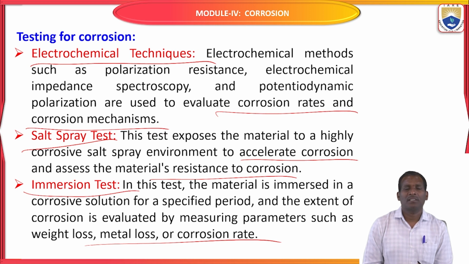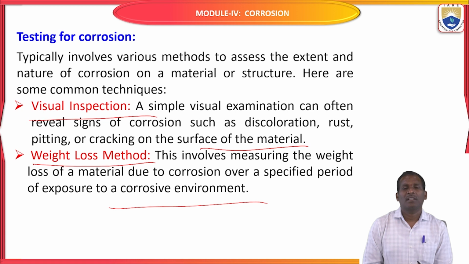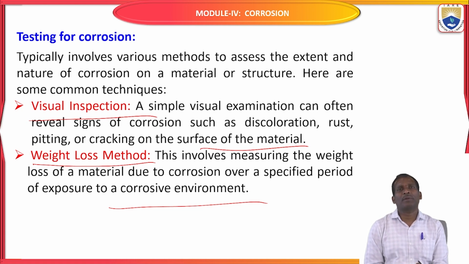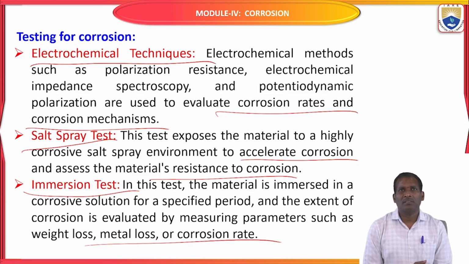Other techniques are the immersion test, salt spray test, electrochemical techniques, visual inspection, and weight loss method. These two are very simple tests, and you can test by seeing the object and by measuring the weight loss. For the electrochemical techniques, you have to use polarization methods. Similarly, for the salt spray test you use a salt spray environment to accelerate the corrosion. In the immersion test, you use a corrosive solution, and the test material is immersed in it for a specified period. By measuring parameters such as weight loss and metal loss, you can calculate the corrosion rate.